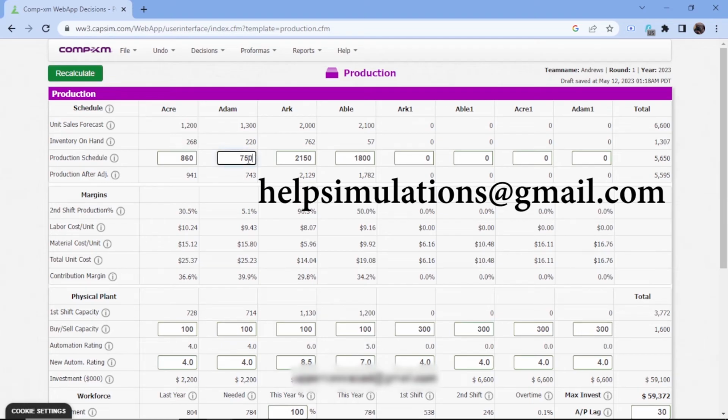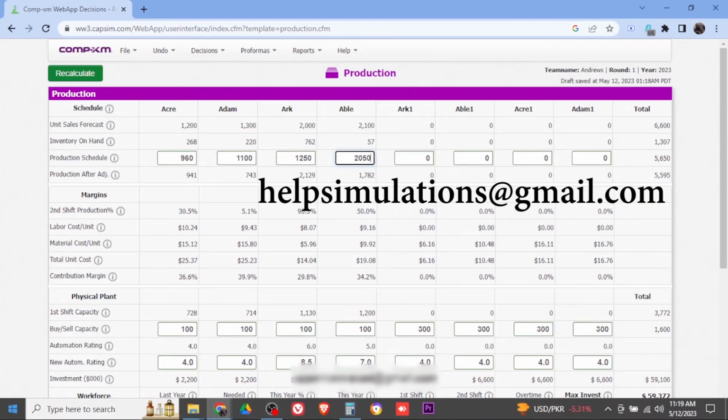Here I'll come and produce 960. So let me just say here I'll come and produce 1000. I'll produce 1100 units. Also here I'll come and produce 960 units. Here I'll produce 1250 units, and here I'll produce 2050 units.